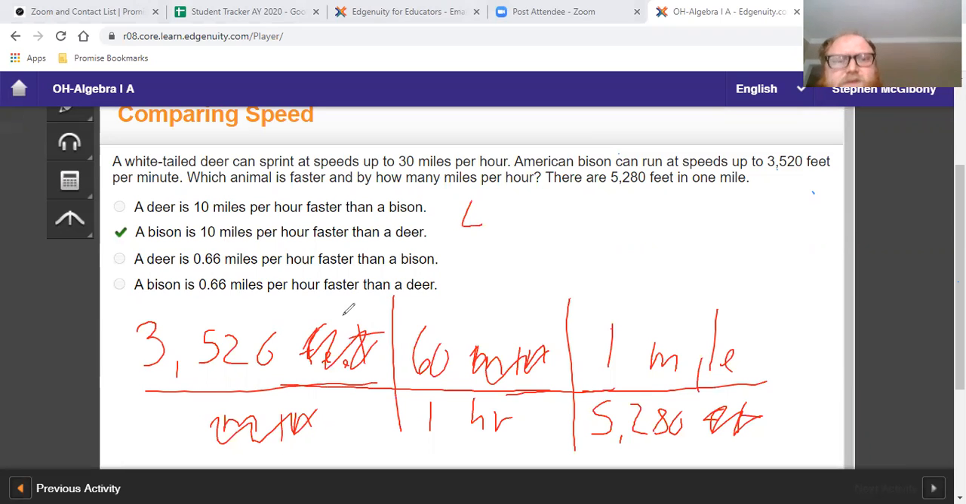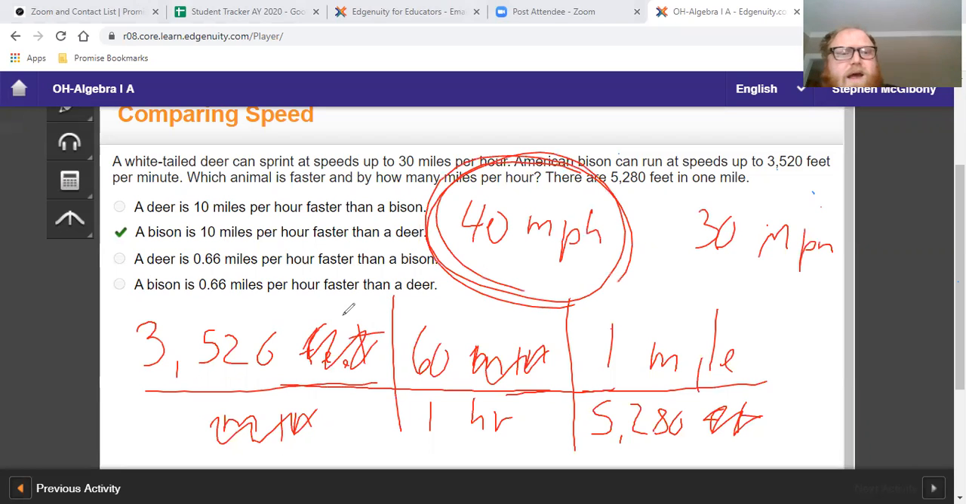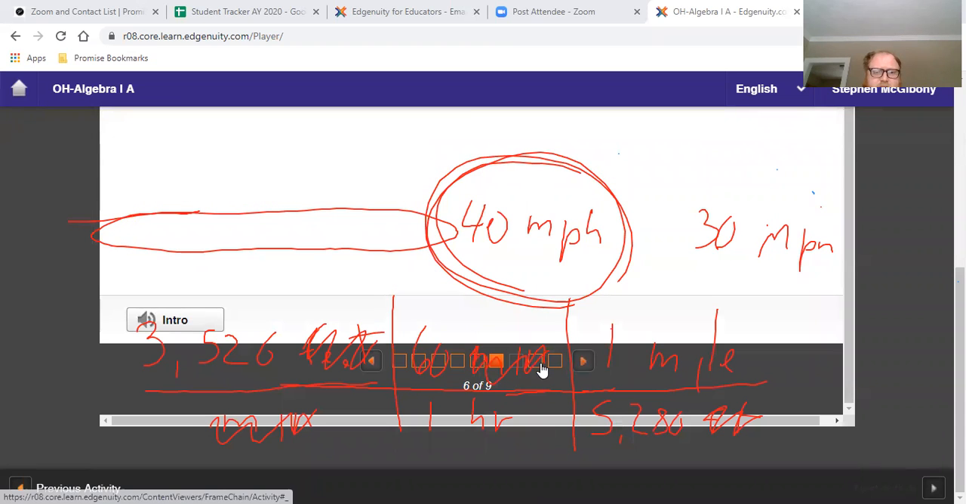So a bison can run 40 miles per hour, and a deer can run 30 miles per hour. So the bison is faster by 10 miles an hour. All right, we're going to skip 7.